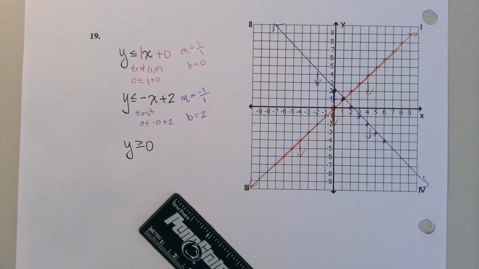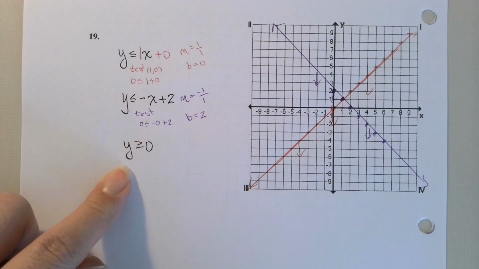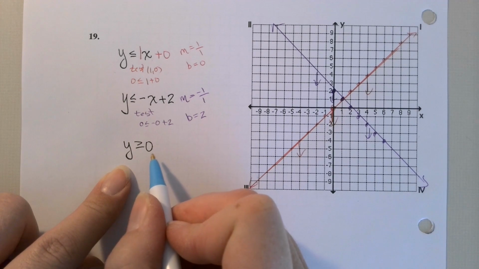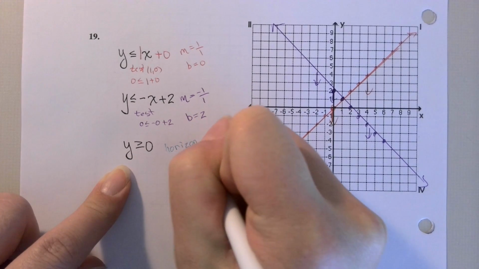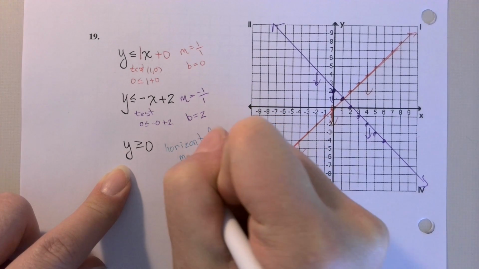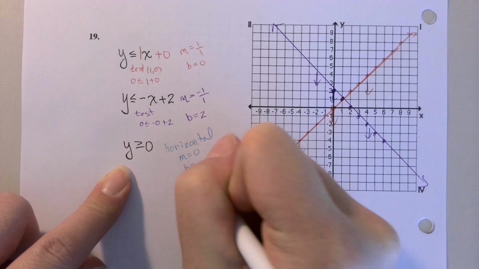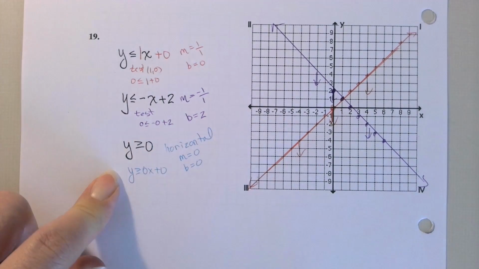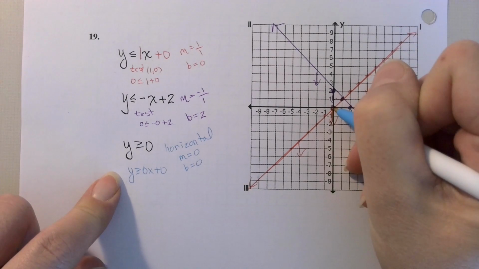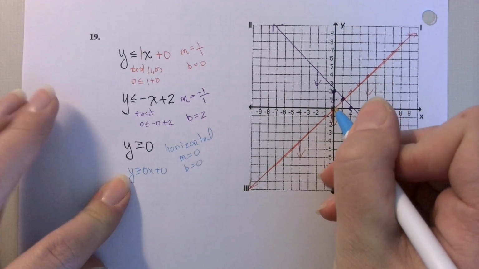All right, I've got one more line here, and it's y is greater than or equal to 0. This is my horizontal line. Okay, we need to remember that. It's a horizontal line, and the slope is 0, and the y-intercept is 0. y is greater than or equal to 0x plus 0. So plot your point at 0, and then the slope is rise 0, run 0.